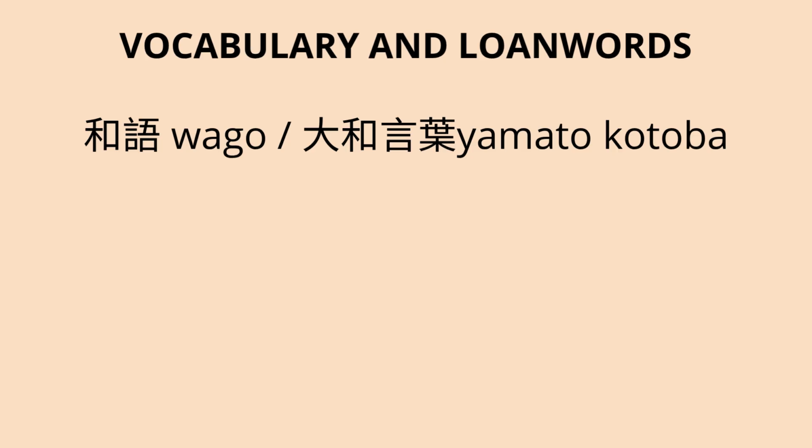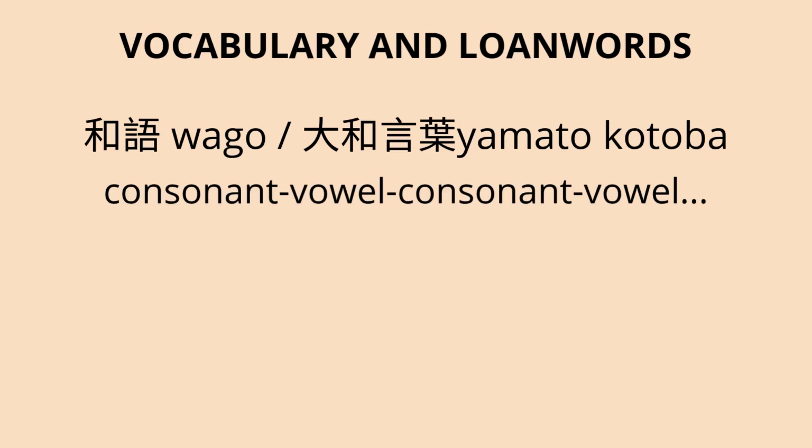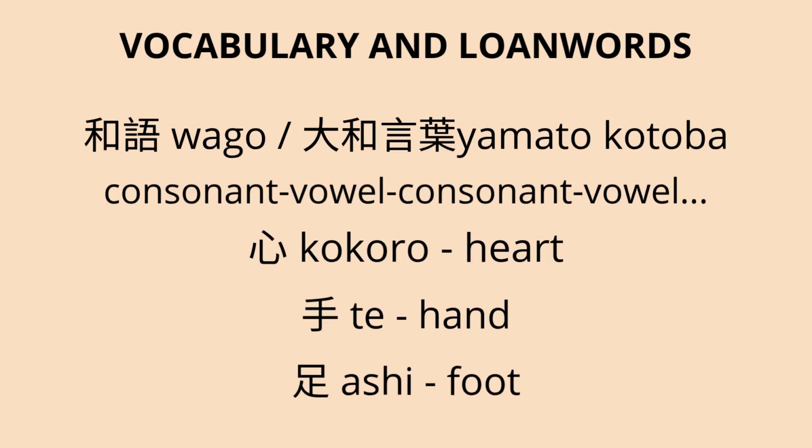These words often had multiple syllables, following a pattern of consonant vowel, like kokoro, meaning heart. Some very basic words from this time are still common today. For example, te, meaning hand, and ashi, meaning foot, were used in the 8th century and are still used today. This shows that some core words usually stay the same for a very long time.